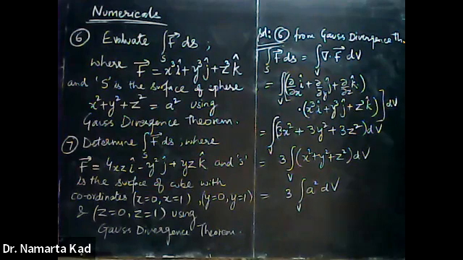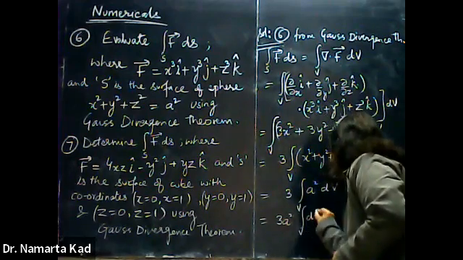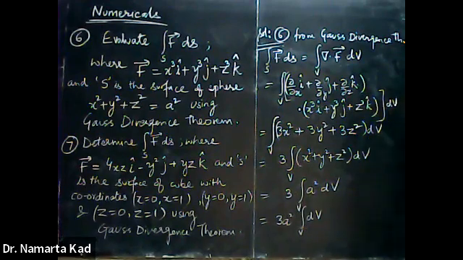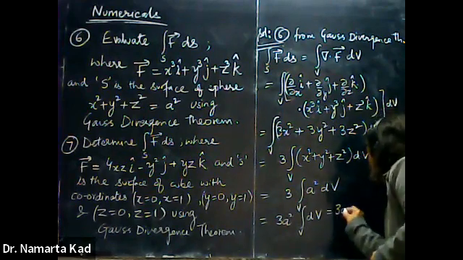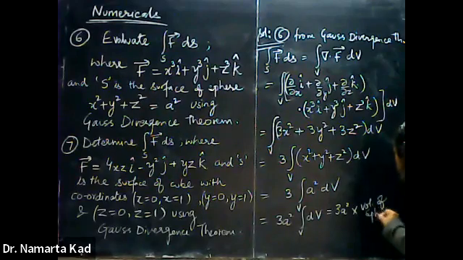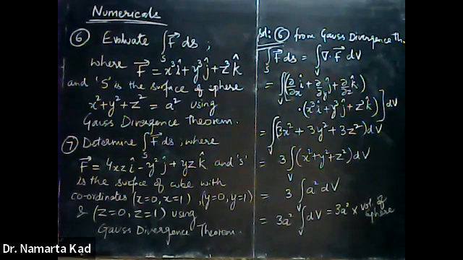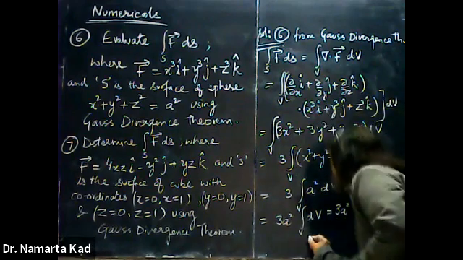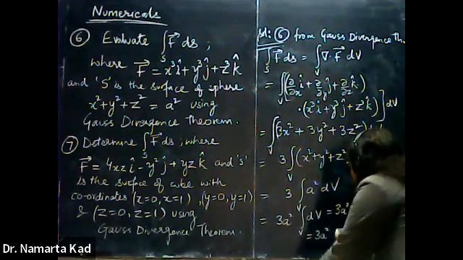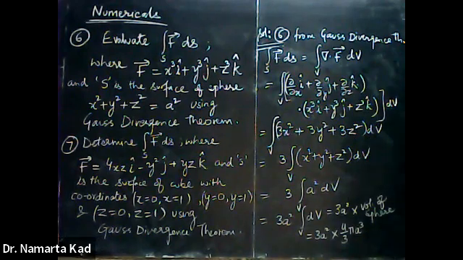dV, like this. Just write it like this, 3a square and the volume integral, and this is equal to 3a square multiplied by the volume of the sphere, because here the surface taken is that of the sphere. We know the formula of the volume of a sphere, that is 4 by 3 pi a cube. Okay, so this will give you 3a square multiplied by 4 by 3 pi a cube. Okay, and finally solve it.